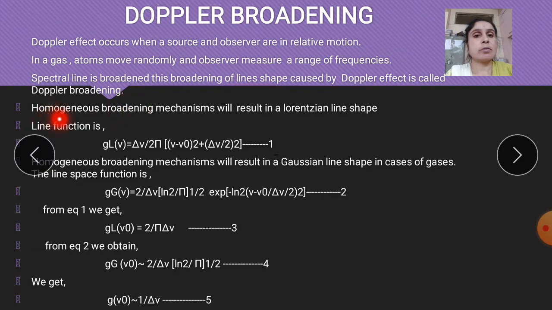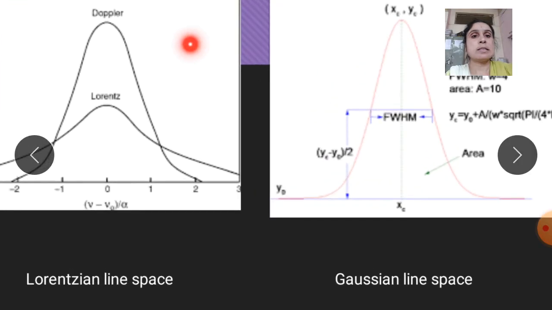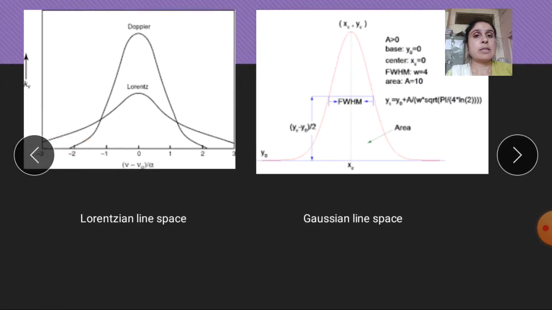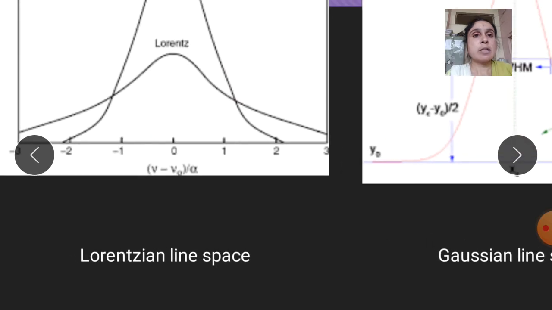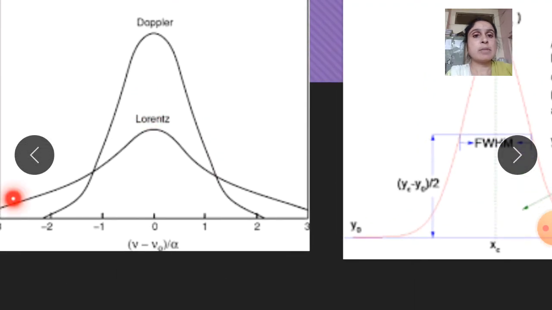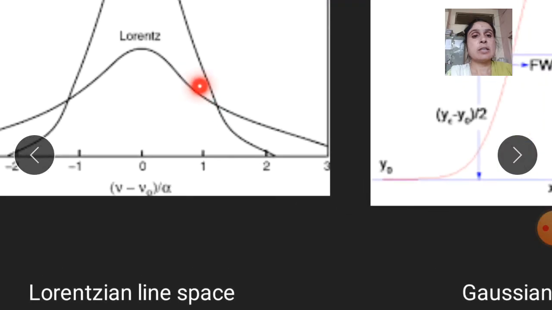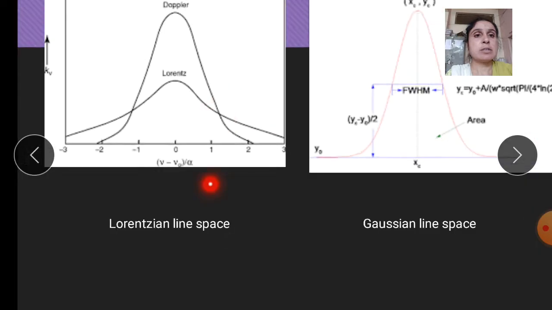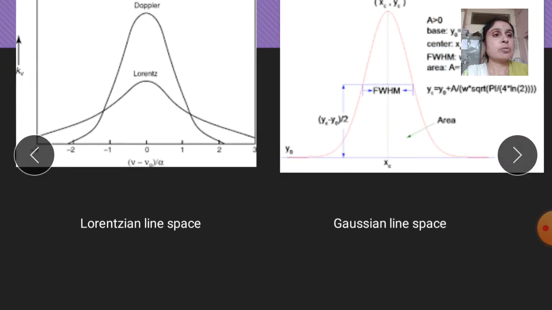So, next, the homogeneous broadening mechanism results in a Lorentz line shape. The line function can be seen in the diagram. These lines follow the Lorentz mechanism. So, in this way we get the Lorentz line shape. These waves can be defined as a Lorentz line shape, denoted by (V minus V0) upon alpha.